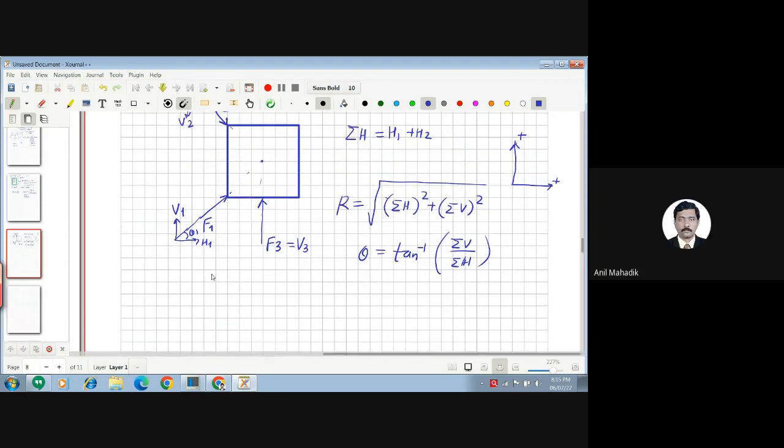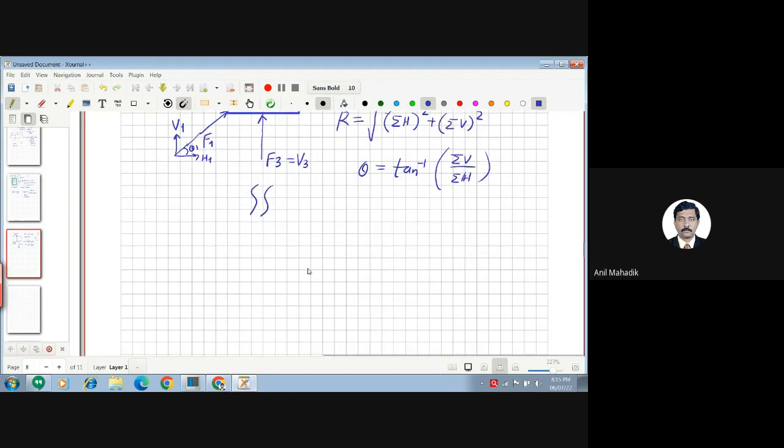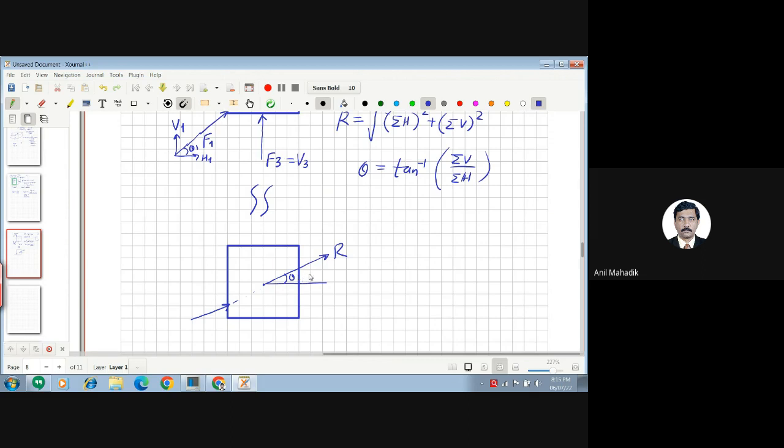Finally, you can say the equivalent of this is nothing but, whatever I am doing, I'm getting some R value here. So I'll get some R value. I don't know in which direction, somewhere like this, we can say. So this will be my R value and this will be my theta. Resultant finally. What is this resultant of forces?